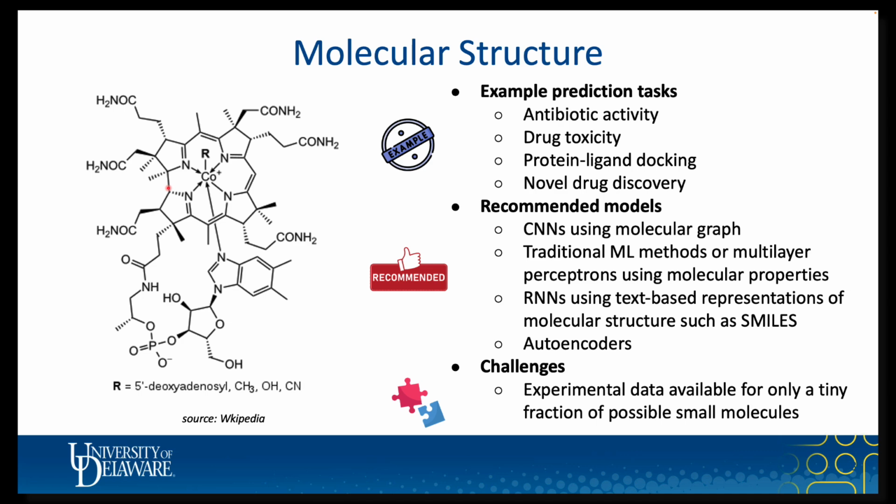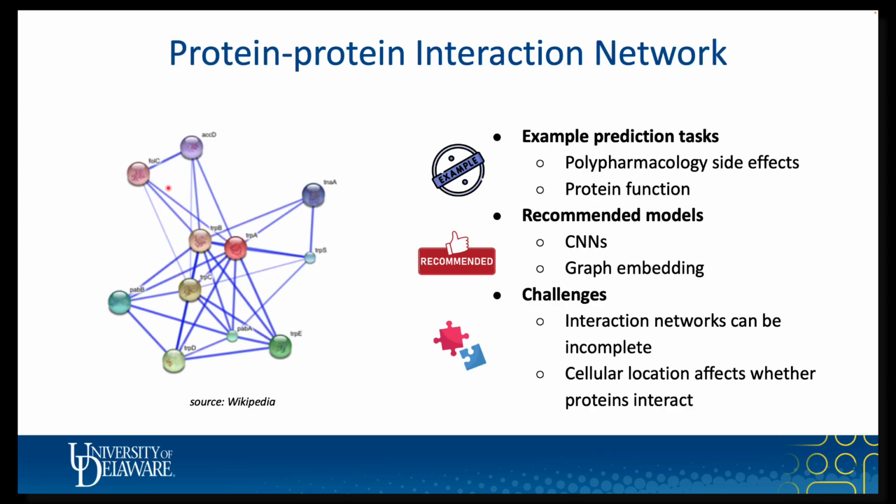The last data type we will review is protein-protein interaction networks. The input is the graph with proteins as nodes and edges indicating their interaction. Prediction tasks include polypharmacology side effects. This refers to the unintended biological effects or adverse outcomes caused by a drug interacting with multiple proteins or pathways rather than just the intended therapeutic target.